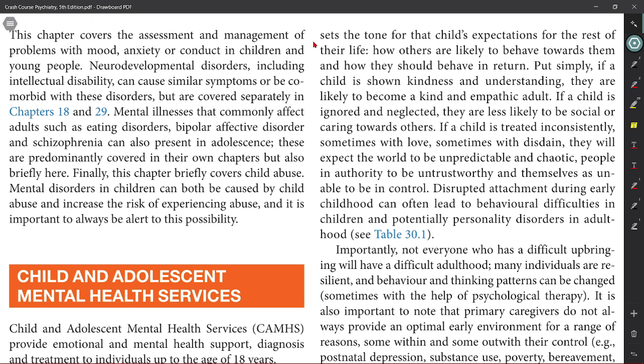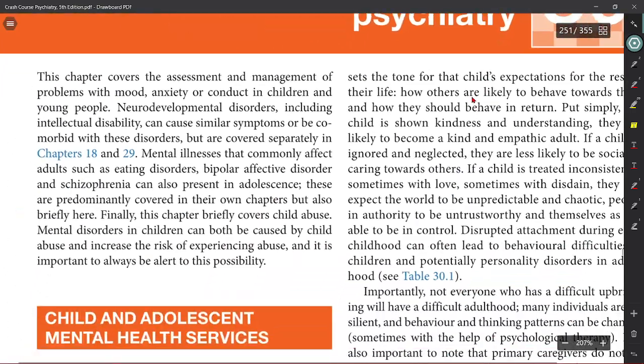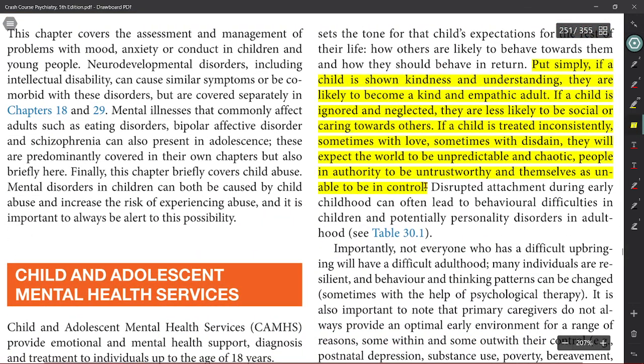Put simply, if a child is shown kindness and understanding, they are likely to become a kind and empathic adult. If a child is ignored and neglected, they are less likely to be social or caring toward others. If a child is treated inconsistently, sometimes with love, sometimes with disdain, they will expect the world to be unpredictable and chaotic, people in authority to be untrustworthy, and themselves as unable to be in control. So, disrupted attachment during early childhood can often lead to behavioral difficulties in children and potentially personality disorders in adulthood.